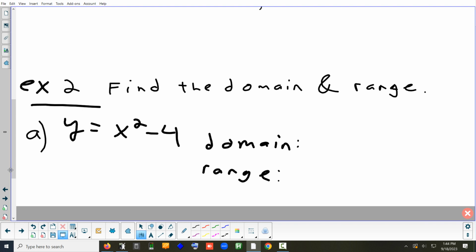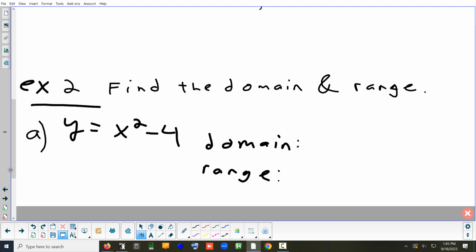Another way to think of it is plug a number in for x. Is there any number you can't raise to the second power? No. You can raise negatives, positives, 0, decimals, fractions. You can raise anything to the second power. So the domain is unlimited. It's all real numbers. So if it's all real numbers, what's the lowest number you can pick?